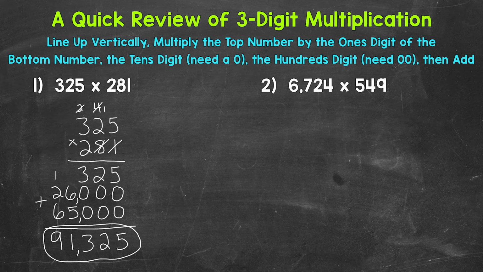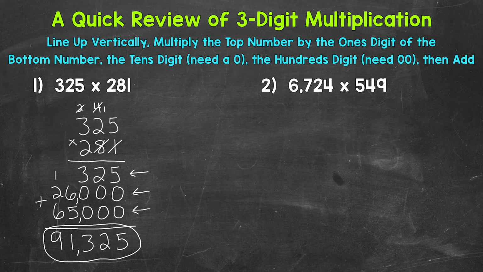91,325. Now I do want to mention one more thing before moving on to number 2, and this is going to help our overall understanding of this process. Let's take a look at these 3 numbers right here, the 3 numbers we added together to get our final answer. Those are called partial products. They are part of the final product. The product is the answer to a multiplication problem. So again, the 3 numbers we added together are called partial products. They're part of that final product.